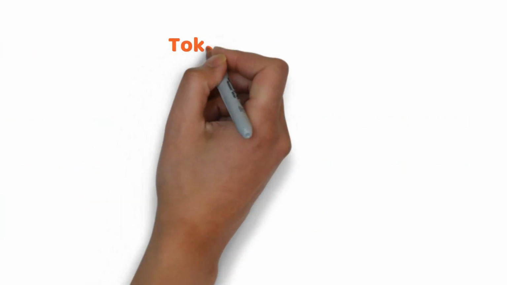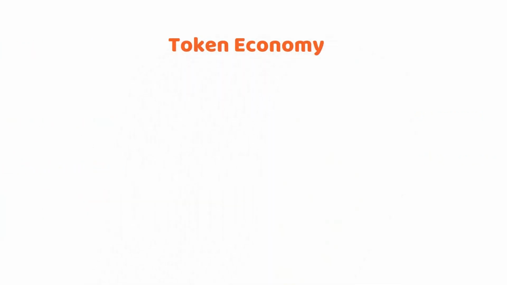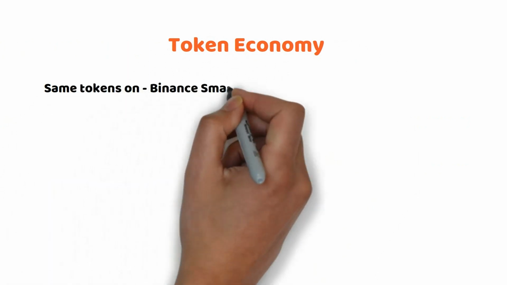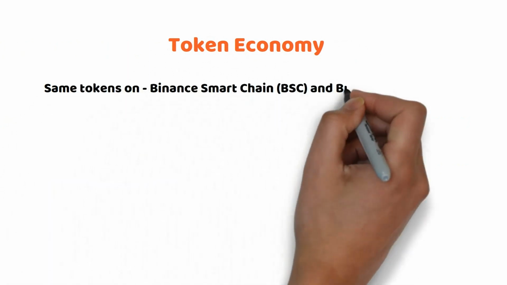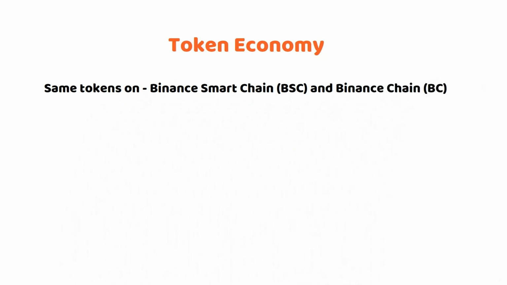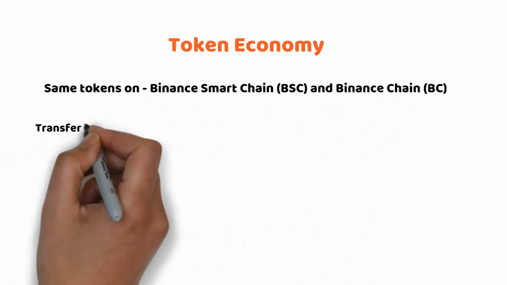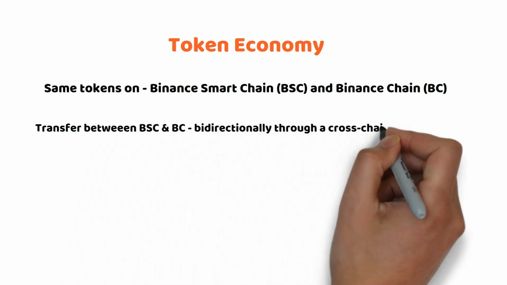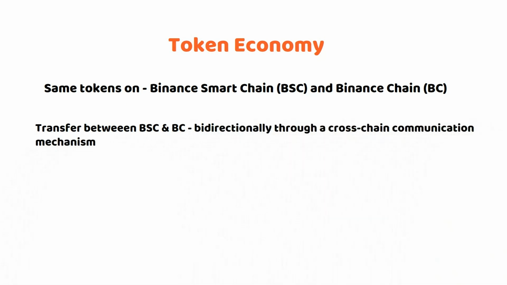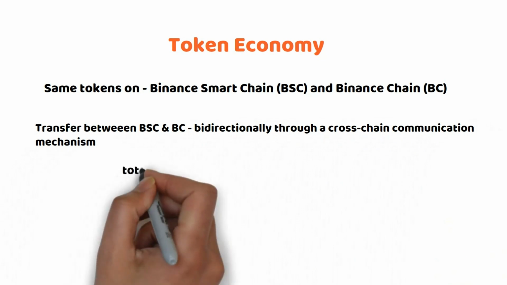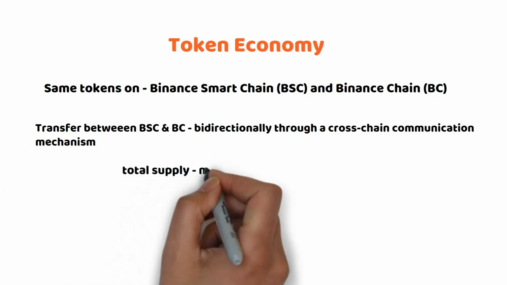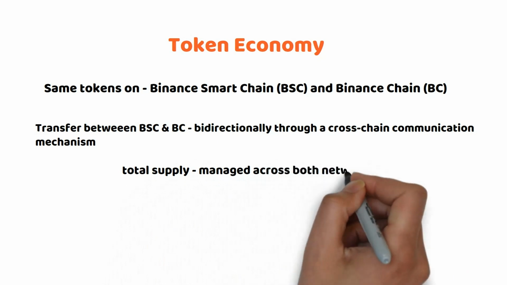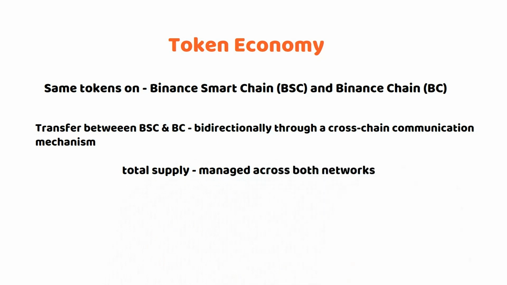Token economy. Binance Smart Chain and Binance Chain share the same token universe for Binance Coin, BNB, and BEP2 tokens. This means that the same token can be used and transferred on both networks, and can flow between them bidirectionally through a cross-chain communication mechanism. The total supply of the same token is managed across both networks, meaning the total effective supply of a token is the sum of its total effective supply on both BSC and BC.